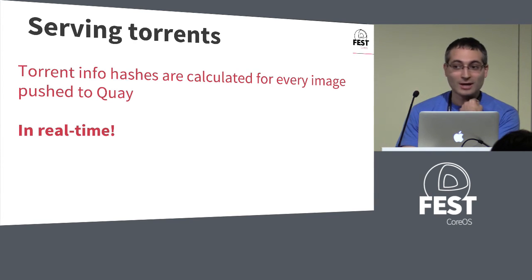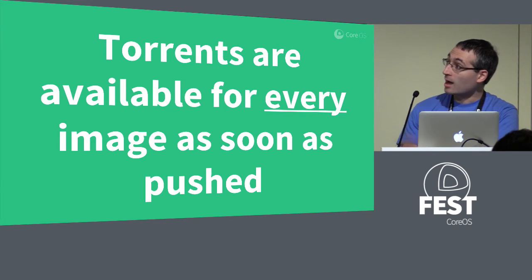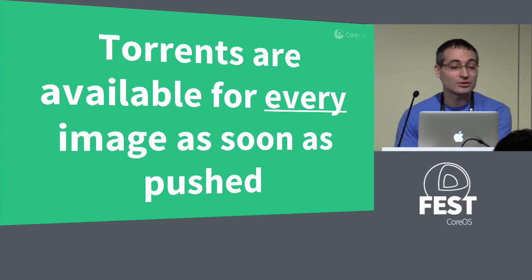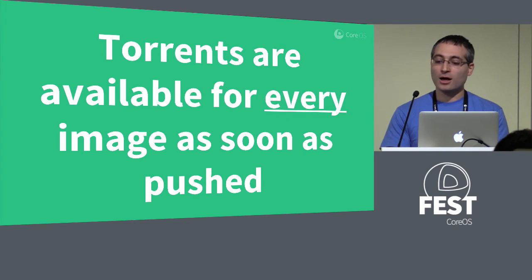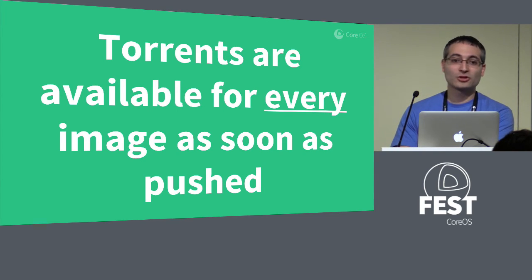So of course, this is in real time. So as soon as an image is pushed to Quay, it's ready to be pulled via torrent. Torrents are available for every image as soon as they're pushed, public and private. Well, as we saw, you can use QuayCuddle to pull Docker images via multiple layers, but sometimes those layers are going to be pretty small, and you probably don't want to torrent around 32-byte layers that have symlinks in them.